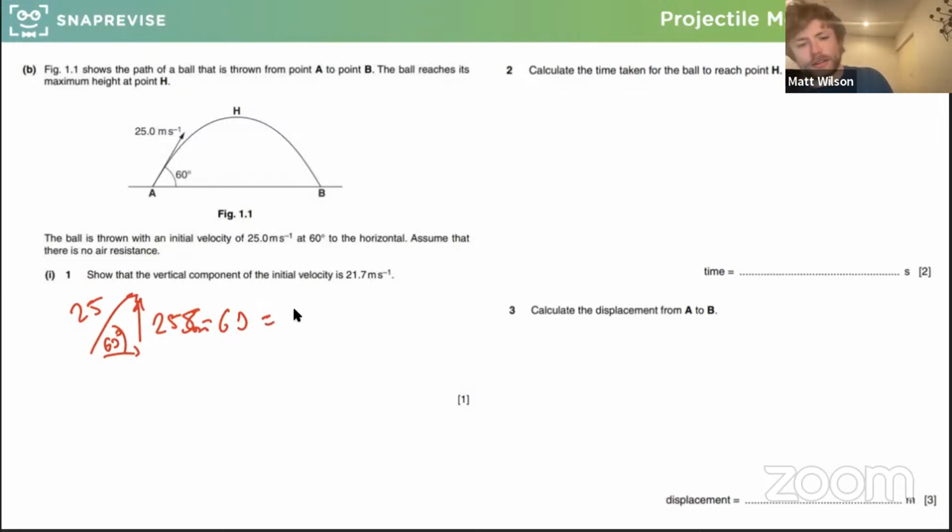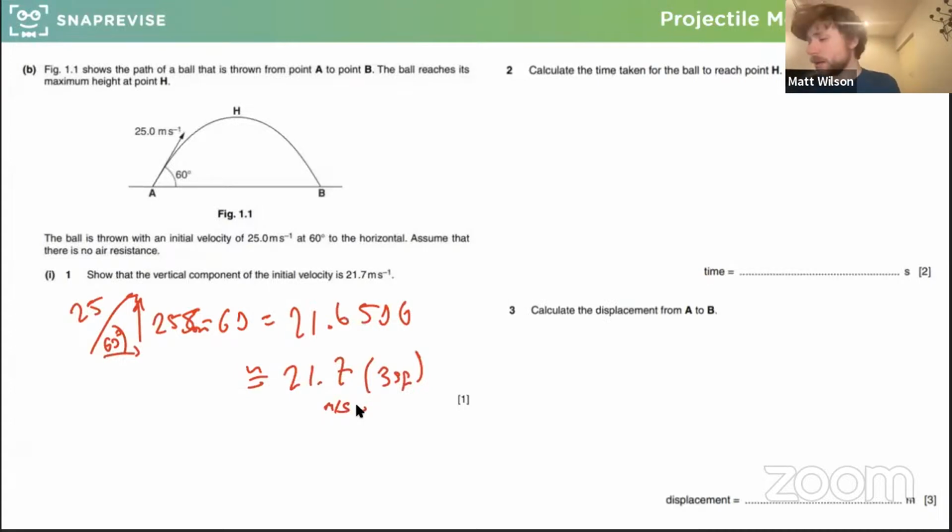If you chuck that in a calculator, you'll get 21.6506, which is indeed roughly 21.7 to 3 significant figures. And that's meters per second because it's a speed. Good. Part 2, we're asked to calculate the time taken for the ball to reach point H.